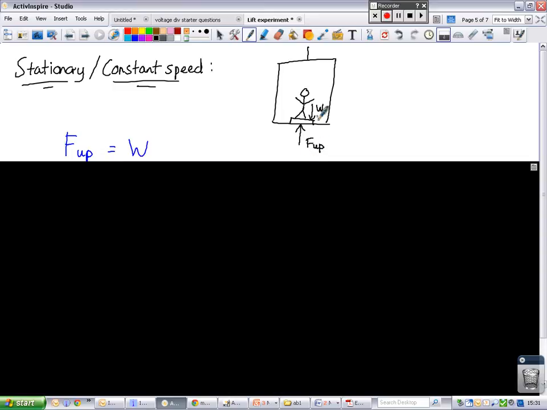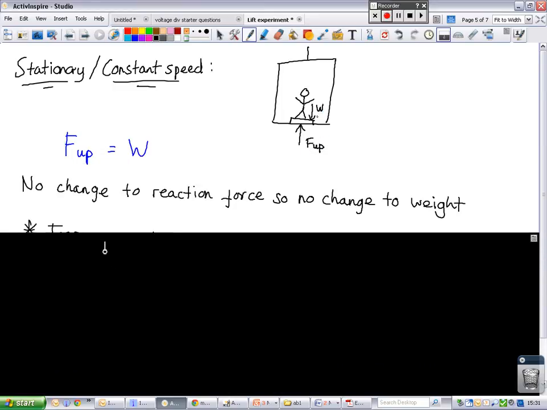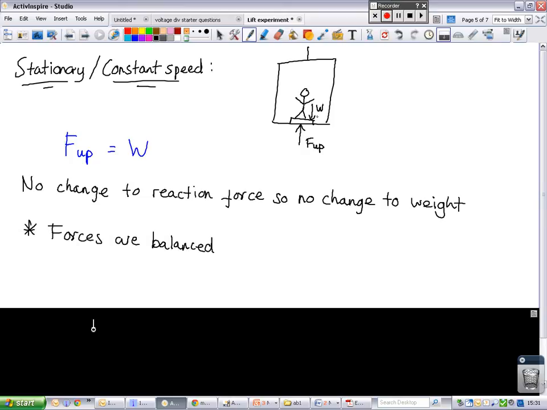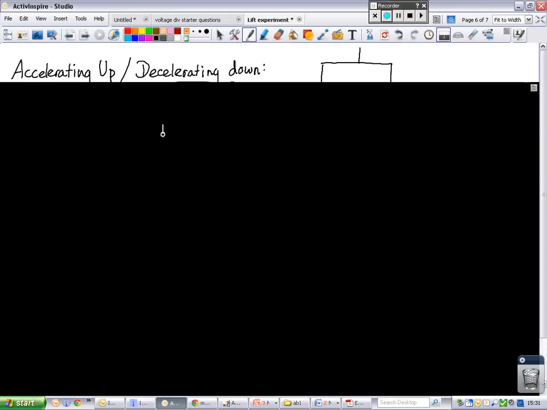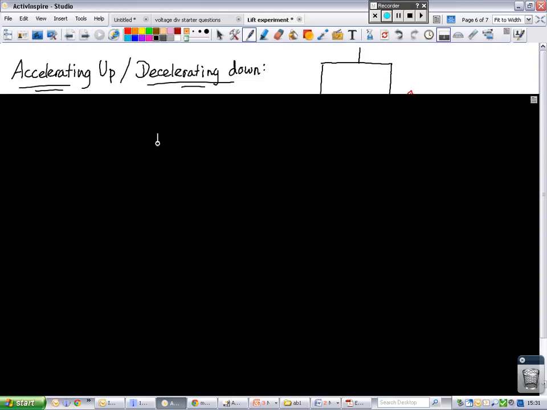So if we start off with stationary and constant speed, then this reaction force F up is equal to W, it's equal to the weight. So therefore there's no change to the weight because there's no change to the reaction force. Forces are balanced, so we haven't got any change there. It's only when we're accelerating or decelerating that we end up with an unbalanced force going in a particular direction that the weight will change. So we started off with accelerating up and decelerating down.